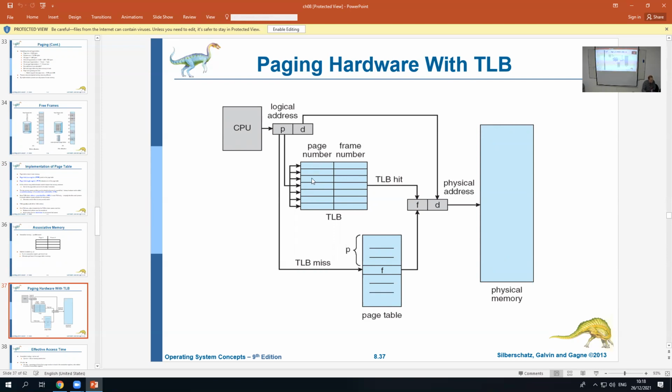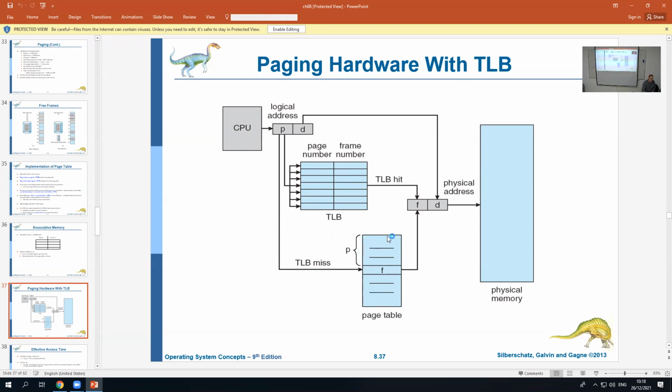Whichever one is the accurate one, we will produce the hit and get the frame number that we need, and we'll append that to our offset, D, and get the actual physical address. If there's a miss, we'll have some indicator here that tells us we didn't find 4. Then we'll have to go to the memory, to the actual page table, and go down 4, and then we'll for sure find it.